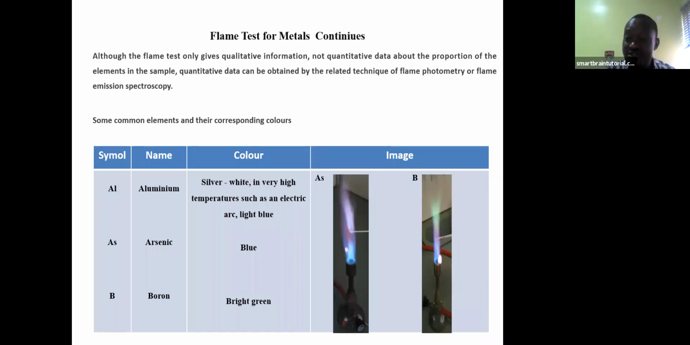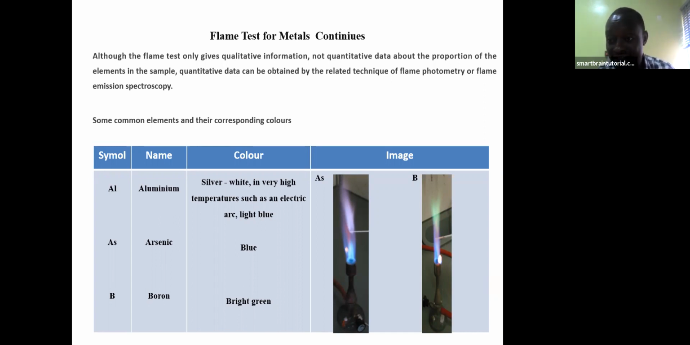Now we'll look at some examples of flame tests of some metals. Although the flame test only gives qualitative information, not quantitative data about the proportion of elements in the sample, quantitative data can be obtained by the related techniques of flame photometry or flame emission spectroscopy.